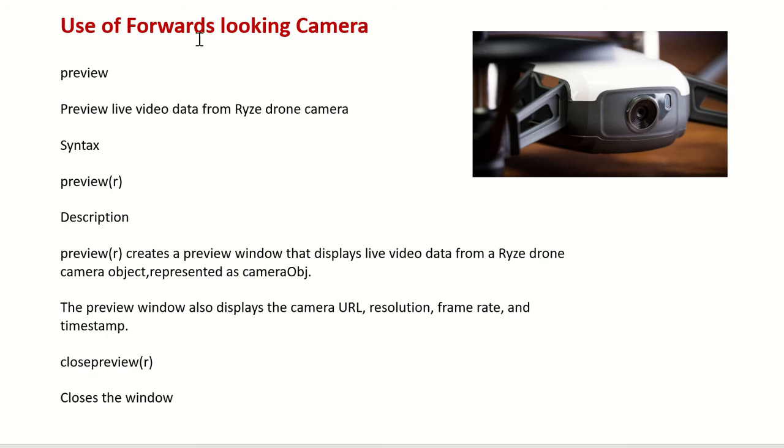You can also use the camera. It's the camera at the front here, a forward-looking camera. You can do preview, and whatever it sees, it puts on your screen in MATLAB in real time. Close preview closes the windows. It's got quite a lot of vision processing commands, so whatever it's seeing, you can process the image to make decisions about what you want to do.